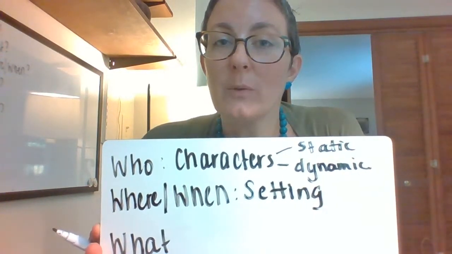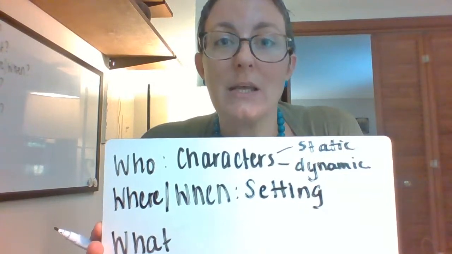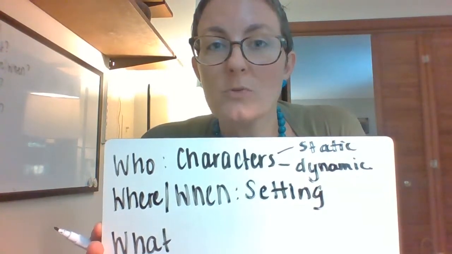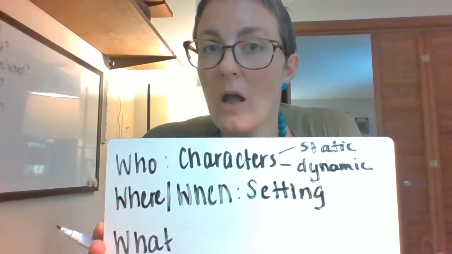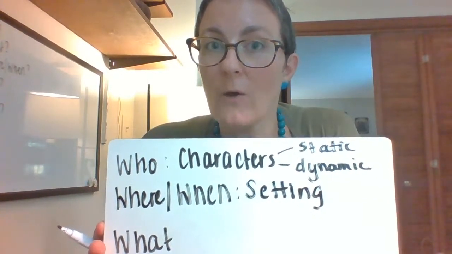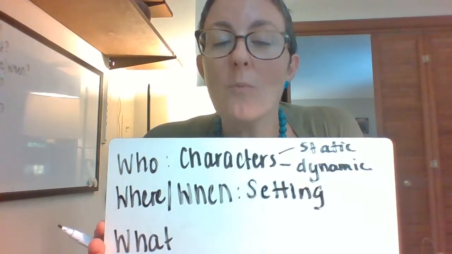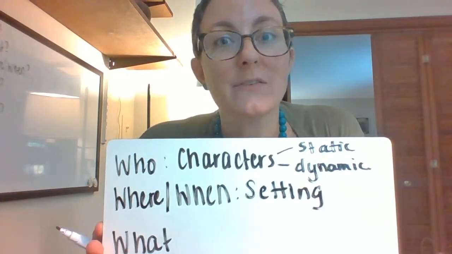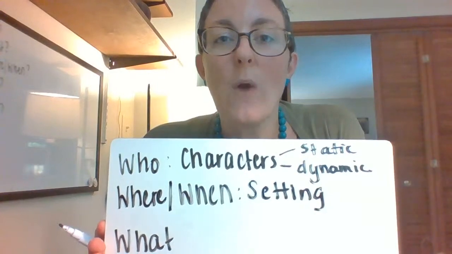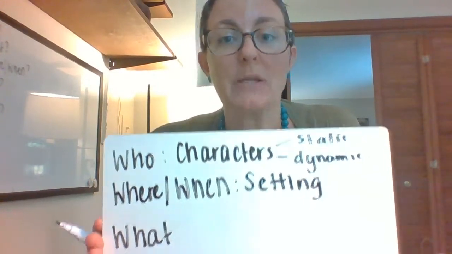So setting can be really important. In some stories, like A Rose for Emily, setting almost becomes its own character, which we'll talk about when I do the Rose for Emily video. This small town in A Rose for Emily is almost like a character in and of itself. So setting is the where and the when of how the story takes place.